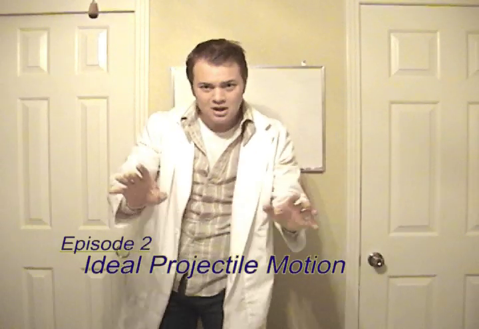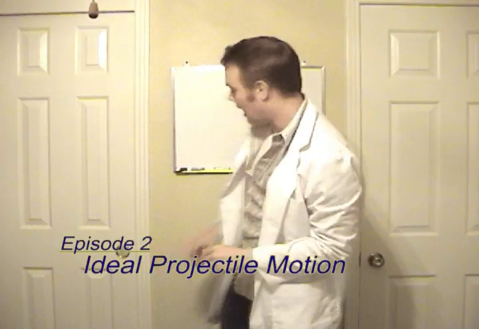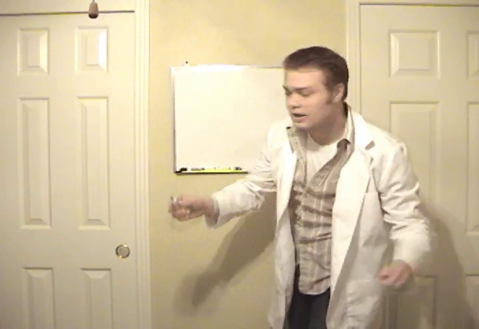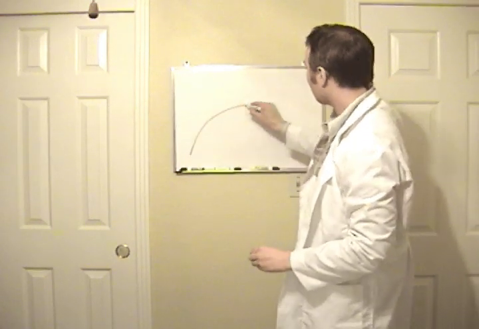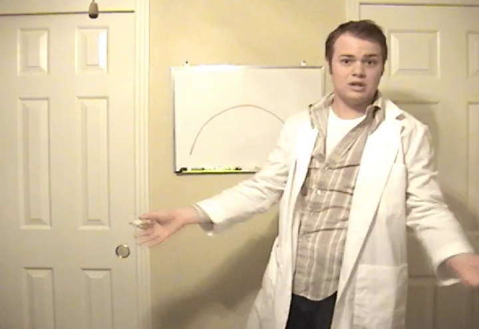What were we going to talk about again? Oh, that's right, projectile motion. Now, projectile motion can best be described as an object moving through the air in a parabolic arc. Just think of a baseball being hit by a baseball bat.